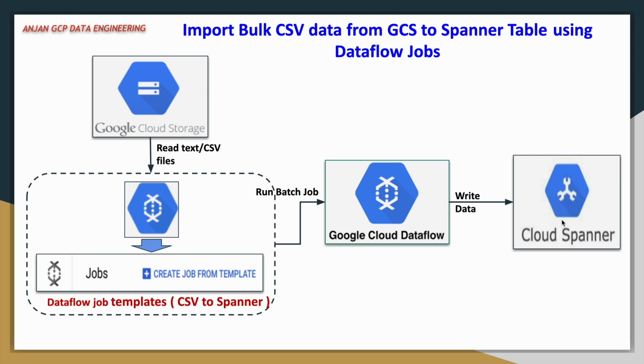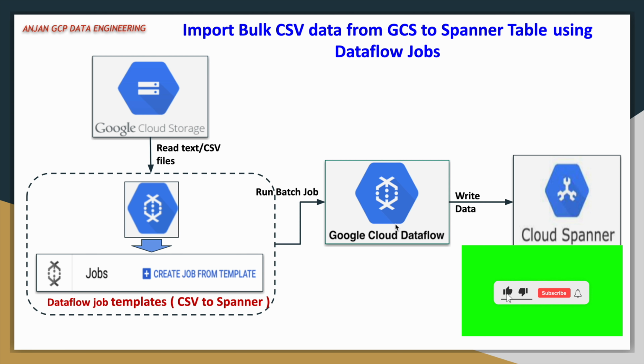I've already created one Spanner instance and also a database, so I'm going to create a table to load this data. There are some prerequisites. In order to load data into a Cloud Spanner table using a Dataflow job, you need to create the table first, that means an empty table. Then there are some steps we are going to perform, so we will discuss those while we are performing the demo. I hope you are clear. Let's move to the demo.